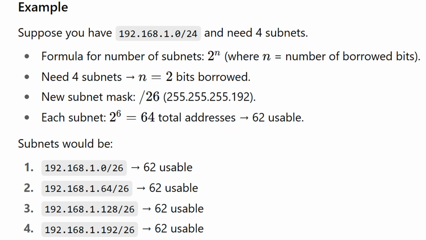The first subnet is 192.168.1.0/26, the second is 192.168.1.64/26, the third one is 192.168.1.128/26, and the fourth subnet is 192.168.1.192/26. So in this case, all the /n are the same. So this is FLSM, fixed length subnet mask.